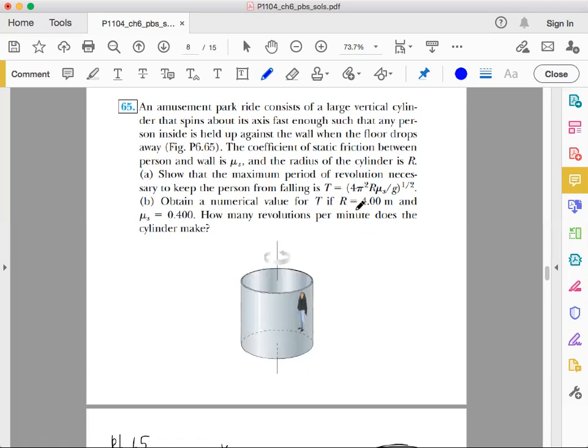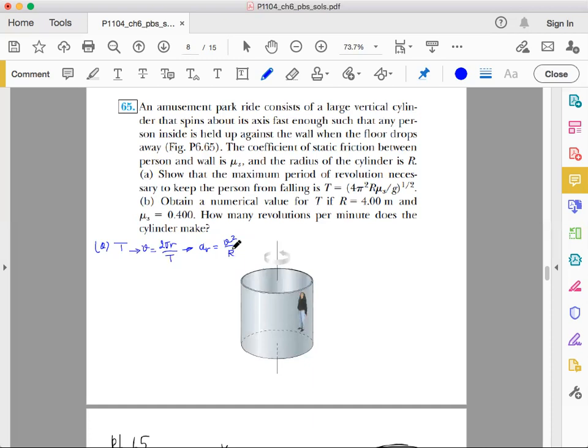To do so, first of all, we have to know what is the unknown that we are looking for. The unknown is the period T. The only way to access the period is by having an expression for v, because we know that v is equal to 2πR over T. And the only way to access v is to use the radial acceleration, because the radial acceleration is given by v squared over R, where R is the radius of the circle along which the object is moving.